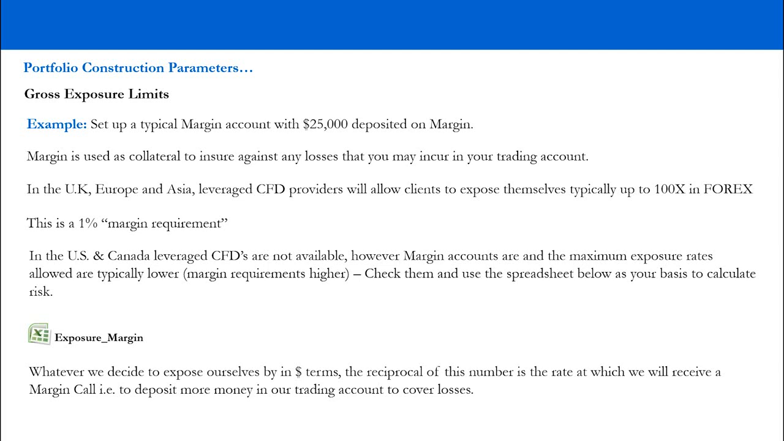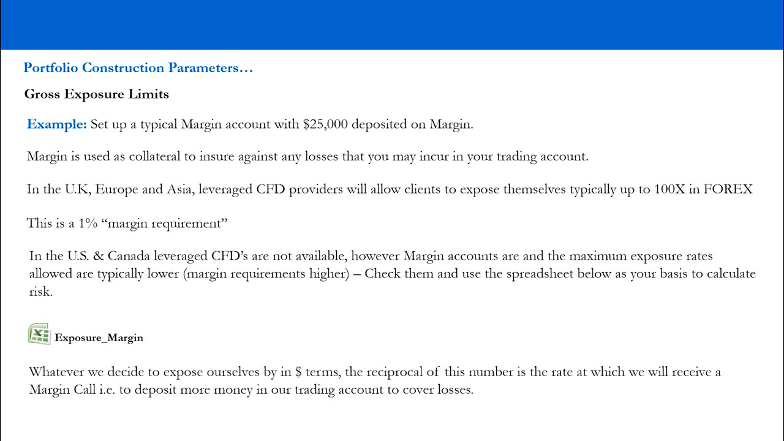Now, margin, if you remember the definition of it, it's used as collateral to insure against any losses that you might incur in your trading account. In the UK, Europe, and Asia, leverage CFD providers are going to allow clients, so retail traders, to expose themselves typically up to 100 times in Forex. So what this means is that it's a 1% margin requirement. So you only have to put up 1% of the overall exposure that you can take as a maximum.